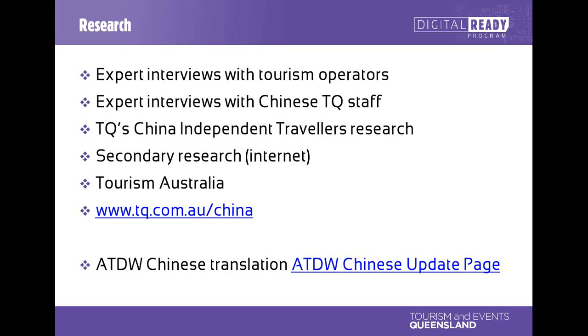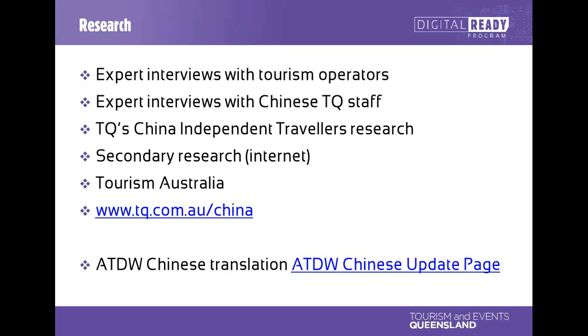We also have our Chinese-based Tourism and Events Queensland staff who are based in China, so we've been talking to them a lot. Then we had a lot of independent travellers research and a lot of secondary research via the internet, the World Wide Web, which is an awesome source of information. And then Tourism Australia, because they are doing so much more research themselves, so we've touched base with them on multiple occasions. A lot of this research that we've done independently is all available online for you to go and have a look at. If you have the chance in the next few days, a lot of what we're talking about today is supported by this independent research, and that's at tq.com.au/China. So it's all there for you to go through further.